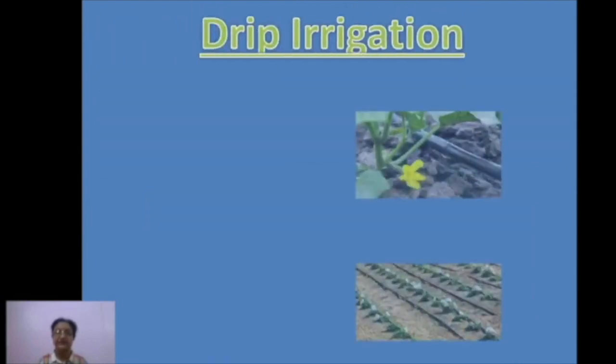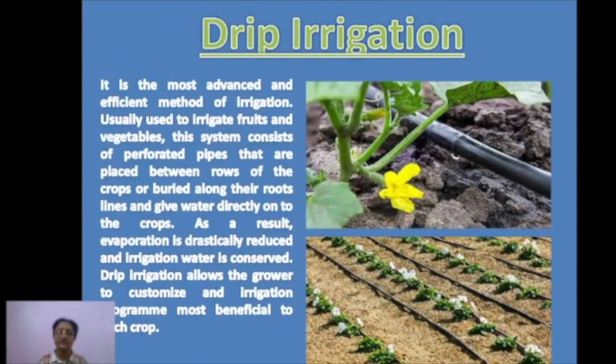Next is drip irrigation. Drip irrigation, children, is seen in this way also, especially in the northeastern regions, in hilly areas, where it is made with a bamboo shaft. Bamboos are joined with each other, and they provide water in different parts of the field. Several holes are made in the bamboo, and they carry water to different parts of the field. So that is also a type of drip irrigation.